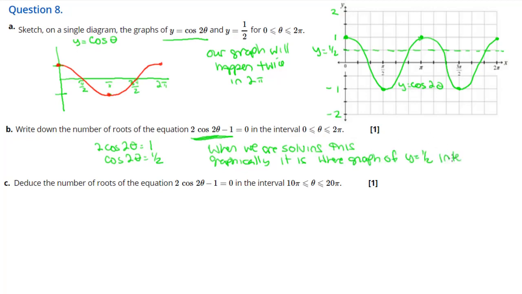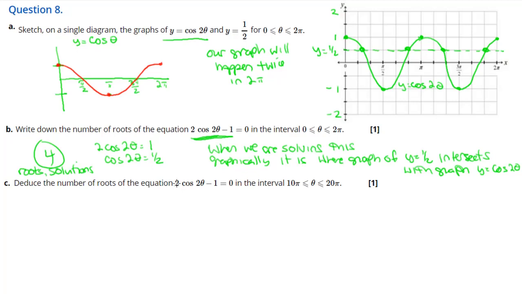How many times did the y equals 1/2 line intersect with my cosine line? Well, it intersected 4 times. There are 4 solutions. They're not even asking me what they are. They're just asking me how many there are. So there's 4 there.